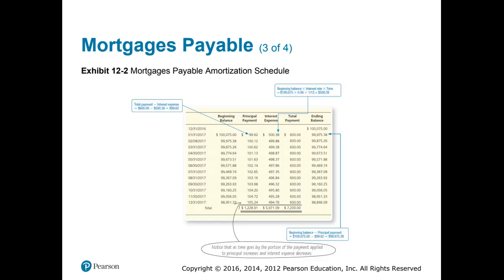Then over here on this next slide, we see we have our amortization schedule. This is also on page 599 in your book. So we started with a beginning balance of $100,075. We have a principal payment amount of $99.62, and they show us how to calculate that. So to calculate it, we have our total payment minus our interest expense.